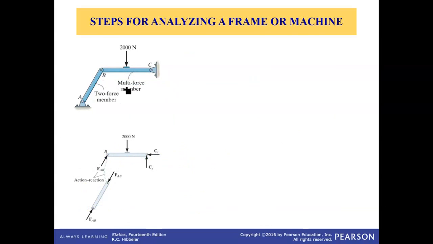This is an example of a frame or machine where you can see that this is a multi-force member, and here we have drawn two different free body diagrams, one for member BC and one for member AB. AB is a two force member, but BC is a multi-force member. BC has more than two forces. Another thing to notice here is that at B, both members AB and BC are joined. So FAB has the same magnitude at B on both members, but the opposite sense. So this is going up and this is going down.